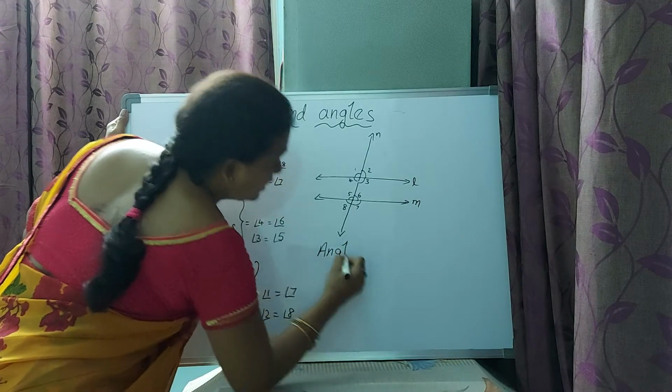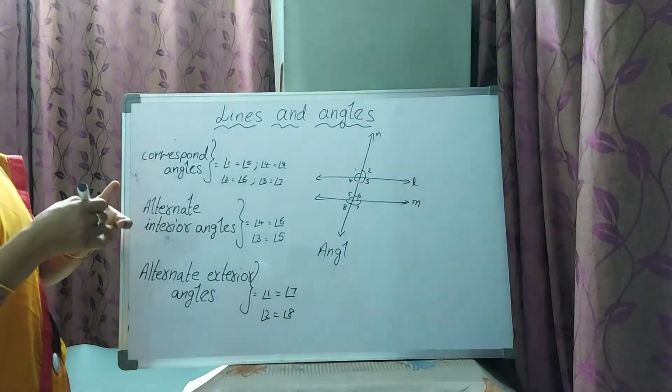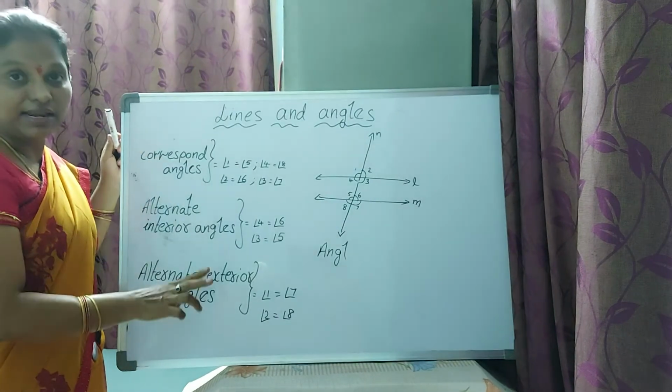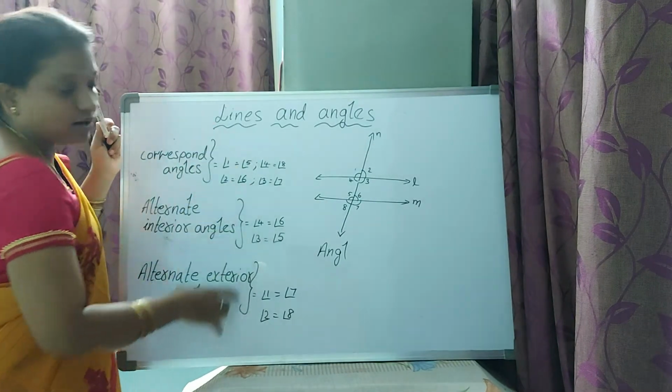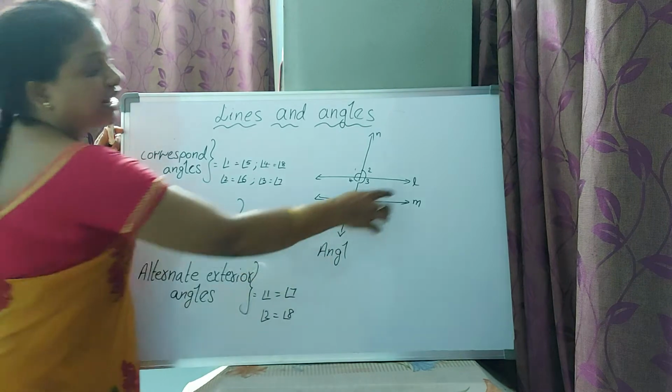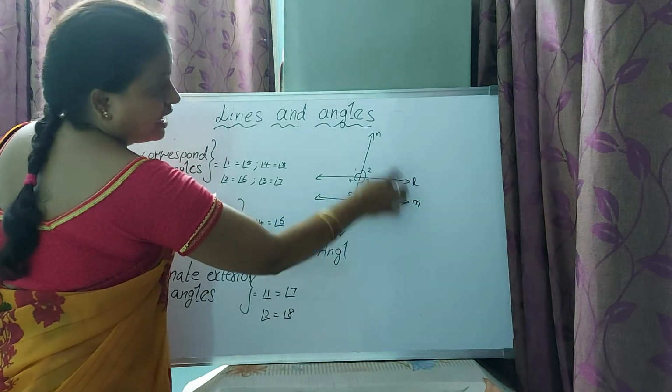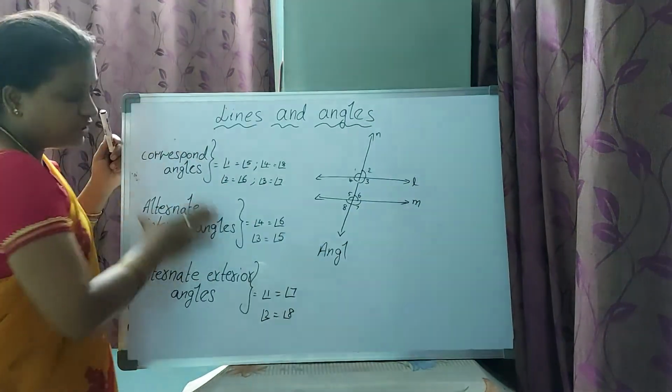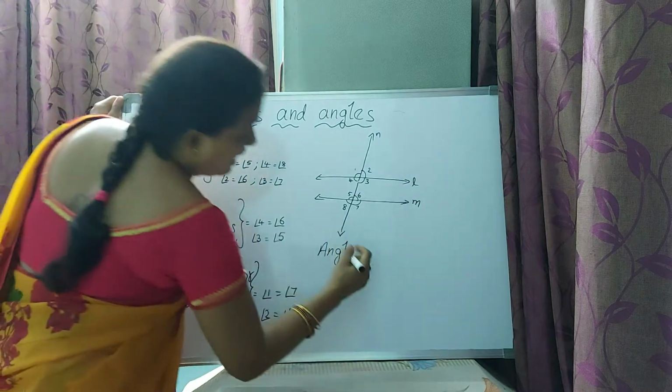Angles only, these are possible only when two lines are parallel, then these are all possible. If L is parallel to M and N is a transversal, then only these are possible.